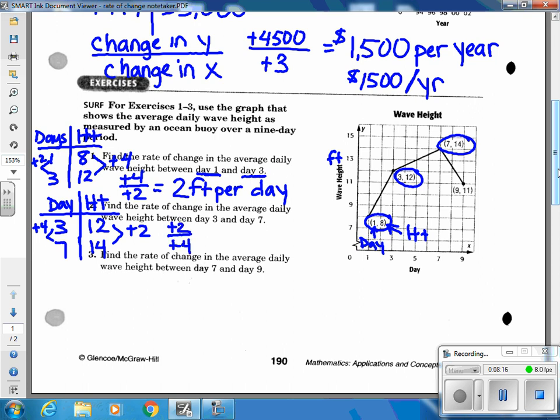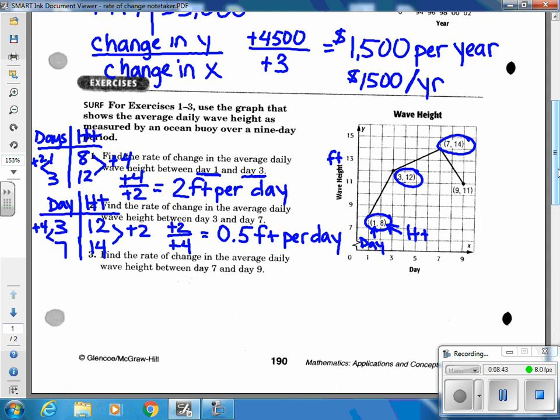Divide. When you divide 2 divided by 4, you will get 0.5. You are allowed to have decimals in rate of change, right? Because you have to divide. And it doesn't make sense to say 1/2 something per something. We always use a decimal or a whole number. All right, so 0.5, and again we need the words feet per day. So in that time stretch, things only increased half a foot per day, so it was a little slower then.